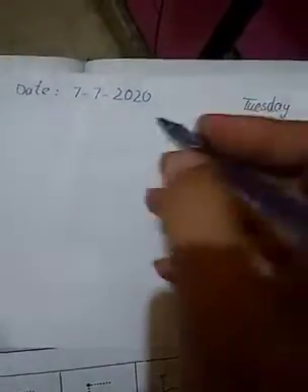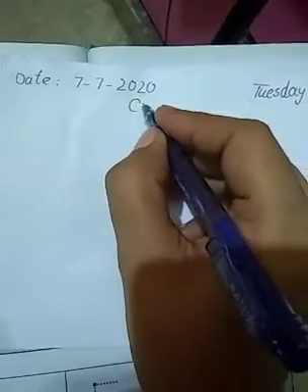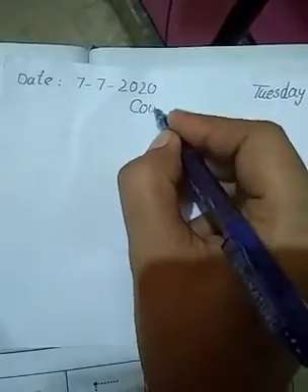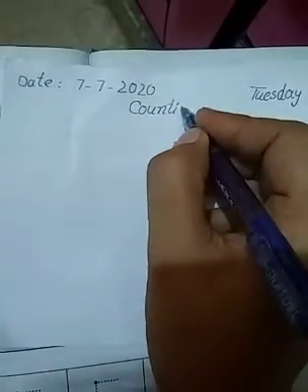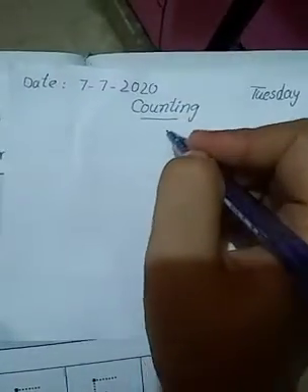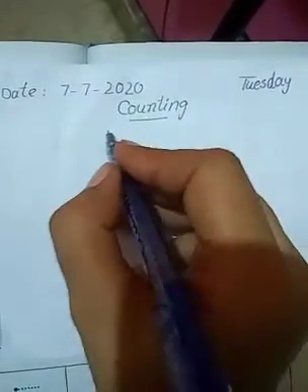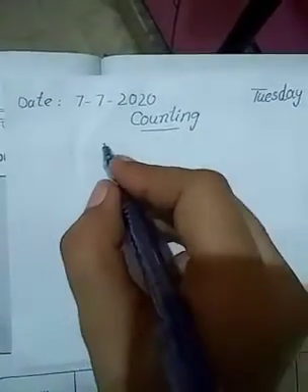Tuesday. What are we going to do? We are going to write counting. We are going to revise counting. C-O-U-N-T-I-N-G. This is today's topic, counting. Okay, from 1 to 5 we learn. So we'll write 1 to 5.